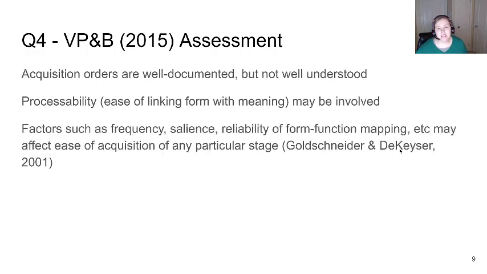Okay. And so, related to that, factors such as frequency, studies, reliability, form-function mapping, and so on might affect ease of acquisition at any particular stage. Okay, and this piggybacks on the Goldschneider and DeKeyser study that we already mentioned. Okay, and I have nothing to add to this. I think that this is all completely reasonable.